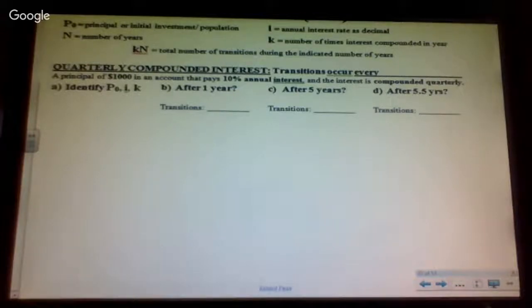What does my equation look like? What's my initial amount here? Well, actually, back up. Quarterly compound interest. Transitions occur when? Every what month if I'm compounding quarterly? 3 months. It's compounding quarterly, but it's happening every 3 months. It's happening 4 times a year, which is every 3 months.